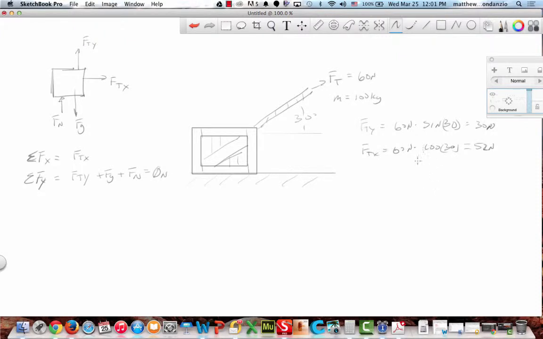Fty and Ftx. 60 newtons times the sine of 30. It's SOHCAHTOA, right? Do I need to go through the SOHCAHTOA steps? Equals 30 newtons. Ftx is 60 newtons times the cosine of 30, 52 newtons. Why do you have to do that for Ftx? How else would you find the value of Ftx? At some point you're saying, why do I ever need it?